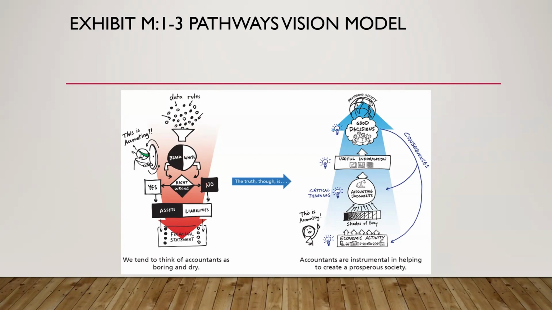So managers review information about economic activities, and then they use critical thinking and accounting judgment to create useful information. This useful information should help managers make good decisions that in turn have an impact on society and also on future economic activity, creating a circular flow of cause and effect.